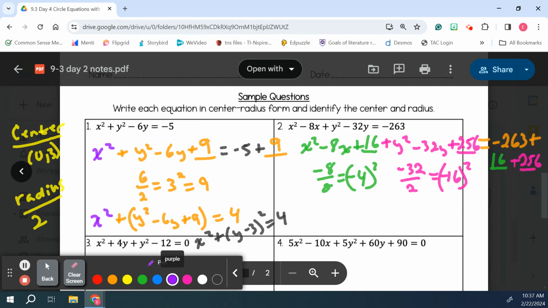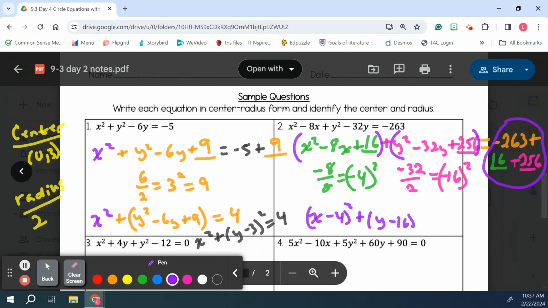Okay. Next part, I'm going to factor this, and I'm going to just kind of combine all of this. So this is going to be x minus 4 squared plus y minus 16 squared equals 9.